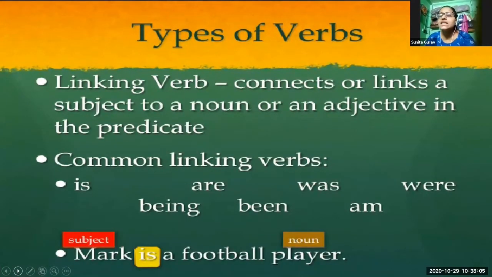Next, the second word is a linking verb. Linking, as the word denotes, children, is linking the two sentences or the two words. It connects or links a subject to a noun or an adjective in the predicate. Sometimes there are two parts of a sentence, and at such time these verbs are linking. The common linking verbs are: is, are, was, were, being, been, am.